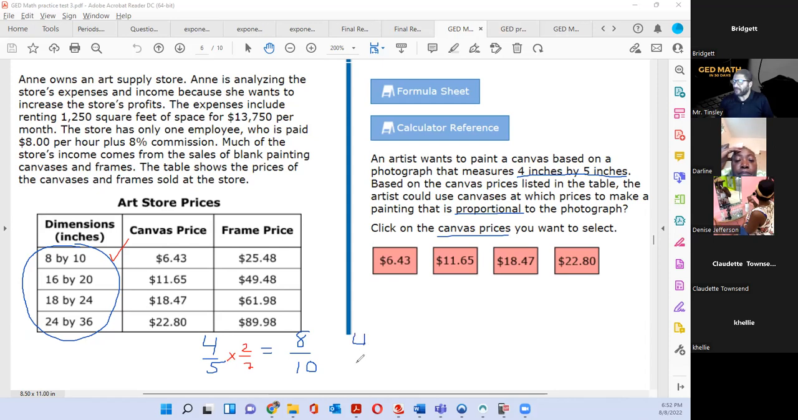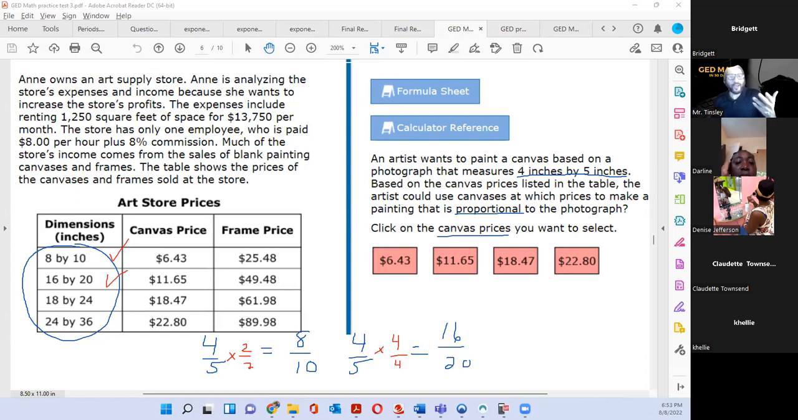4 over 5. Is that equal to 16 over 20? I don't know for sure. Even though I'm writing equal, I don't know for sure until I check it. What do I have to multiply 4 by to get 16? 4. Whatever I do to the bottom, I do to the top. Is 5 times 4, 20? Yes. So that's proportional. Let's go to the third one.